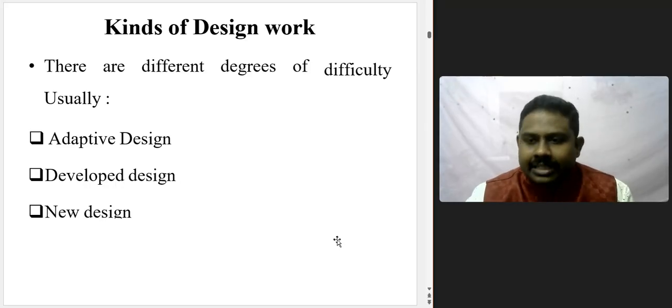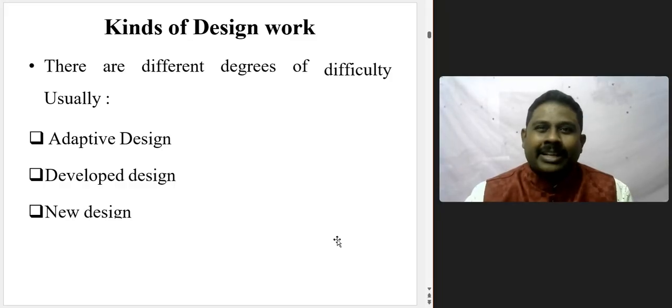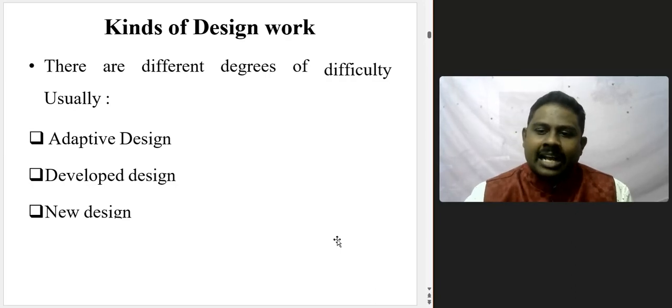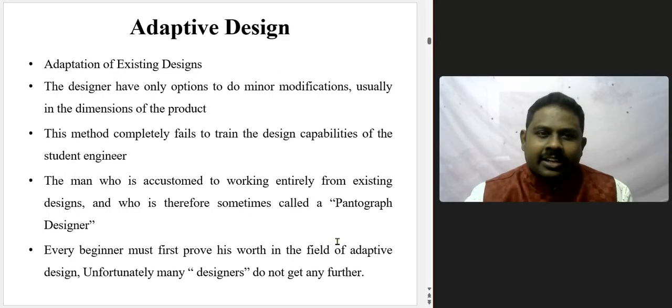Next is called the developed design. Already a design exists, and with small, minor developments, that is called a developed design. And the third one is the new design. It means completely from scratch we need to start and do the design. Those are the three different types of design.